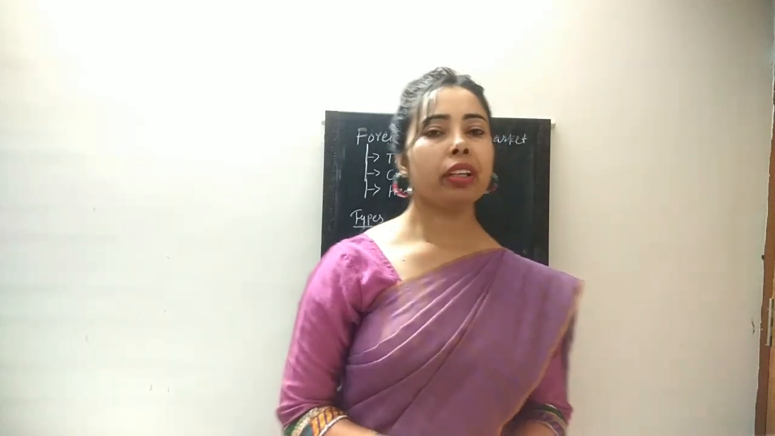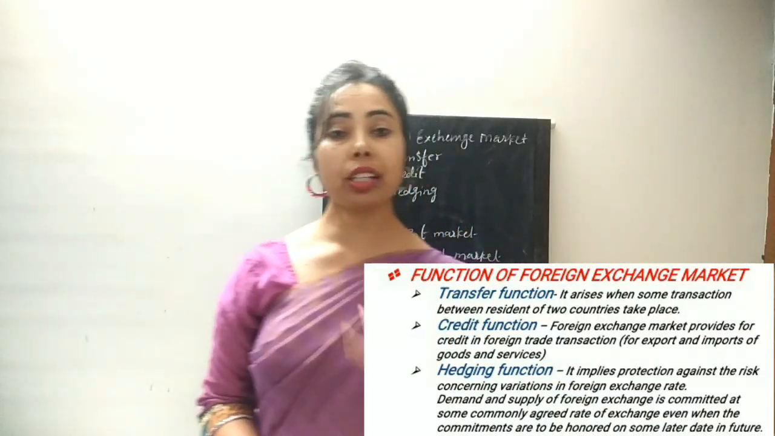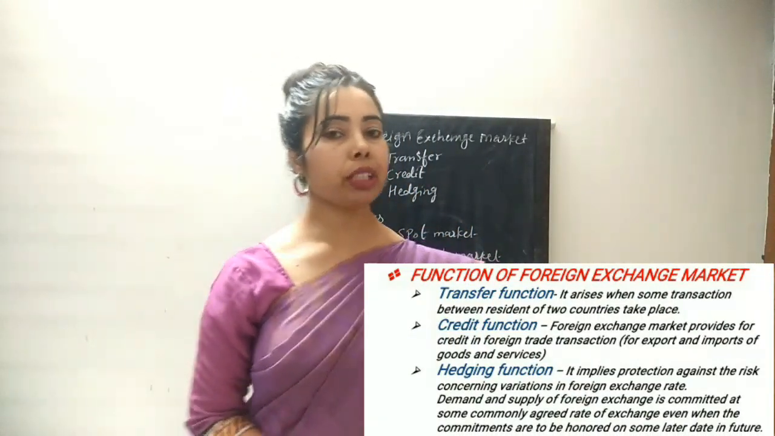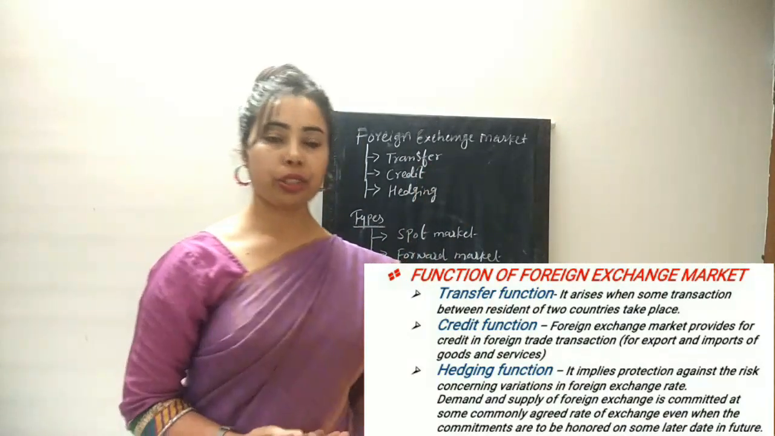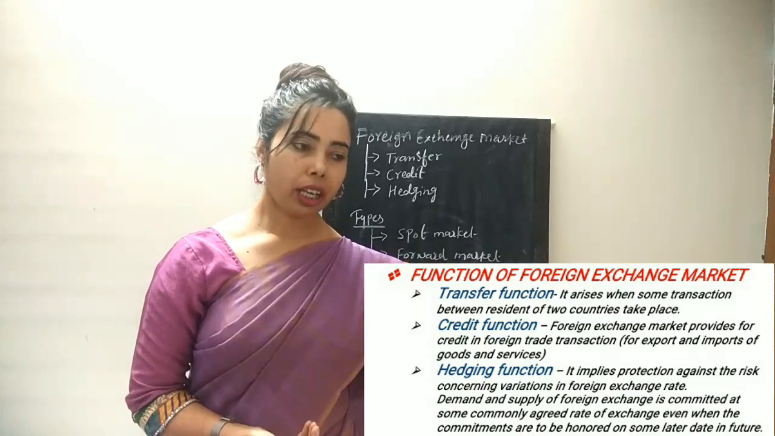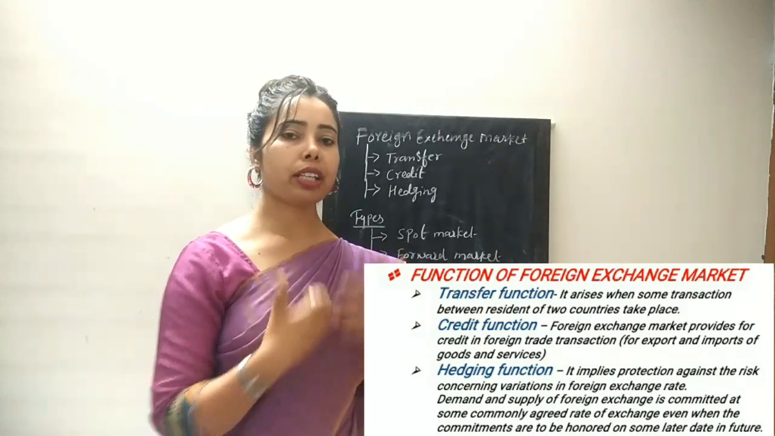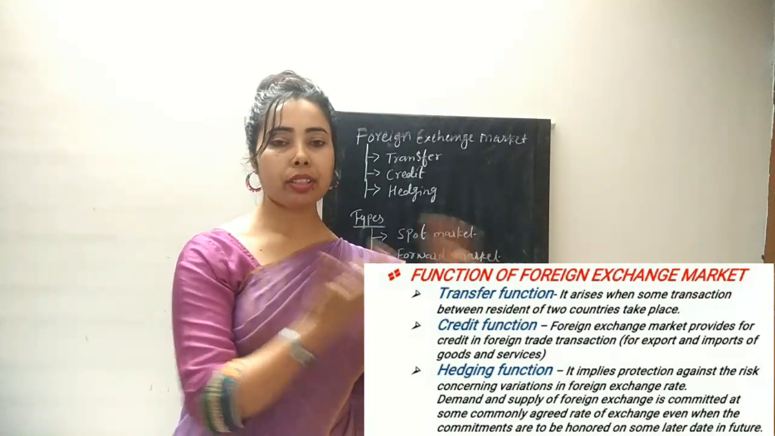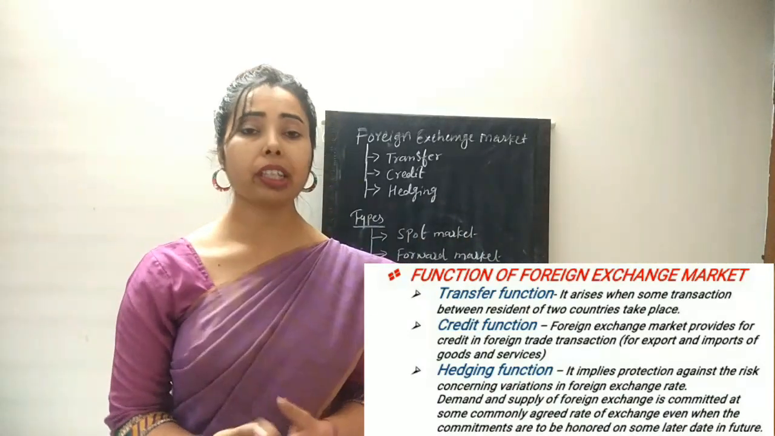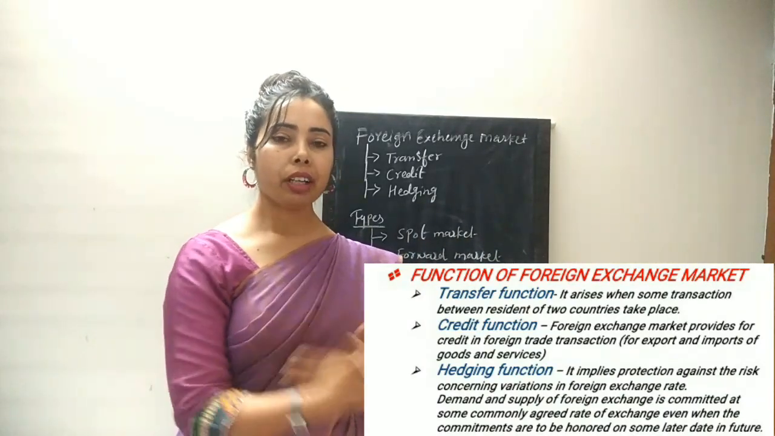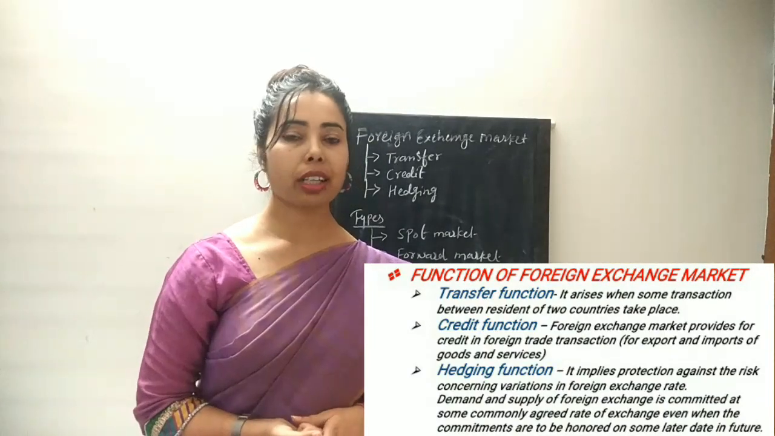We have three types of functions under the foreign exchange market. First is known as the transfer function. The transfer function refers to transferring purchasing power between nations. Our goods are delivered to other countries and their goods are delivered to our country. Our services are rendered to those countries and we receive their services. This kind of transfer of purchasing power is called the transfer function, which takes place in this type of market.